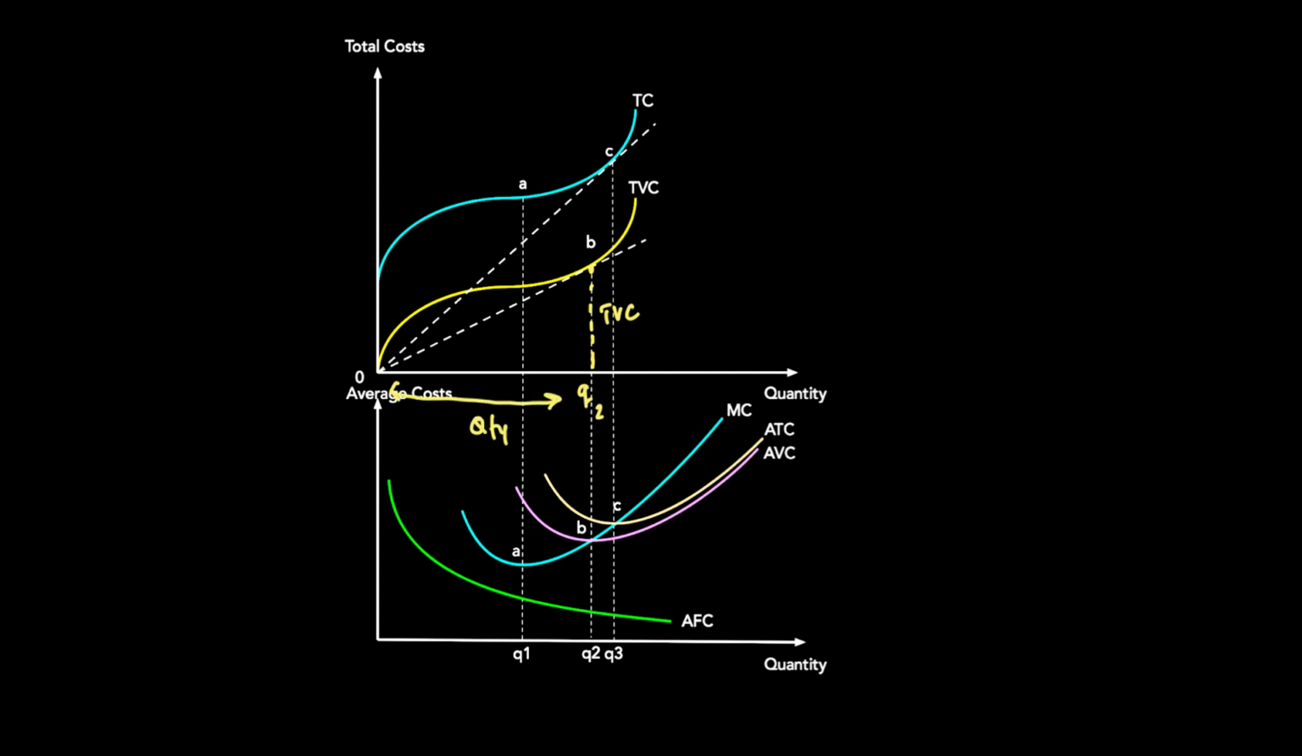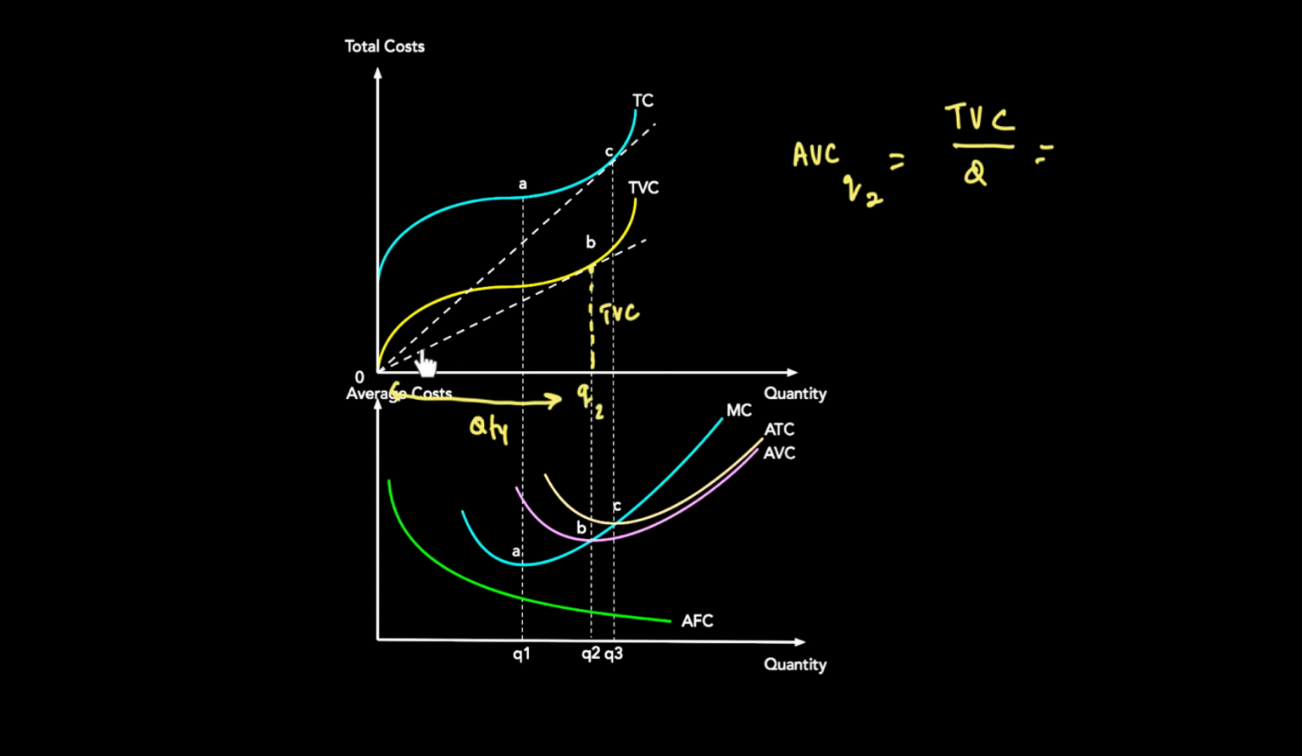So if I look at the value of average variable cost at Q2, what I need to do is find the TVC, which is this distance, divided by your quantity, which is Q2, and therefore I can get my AVC at that point. So in short, AVC at each point, for example for quantity Q2, is simply a line drawn from the origin to the point on the TVC curve.